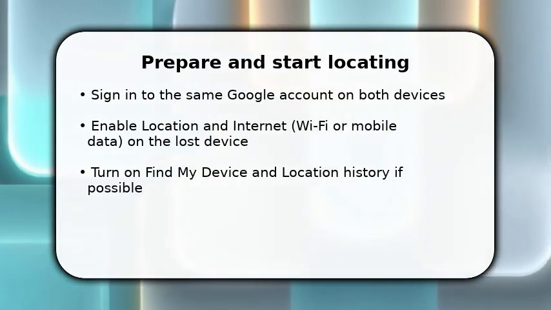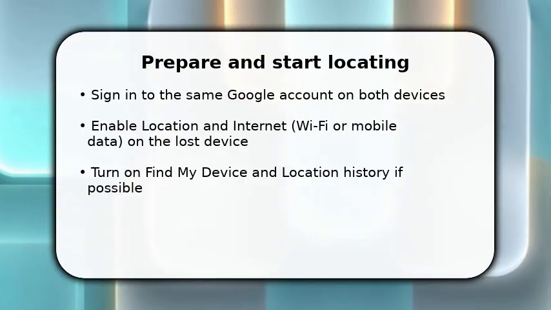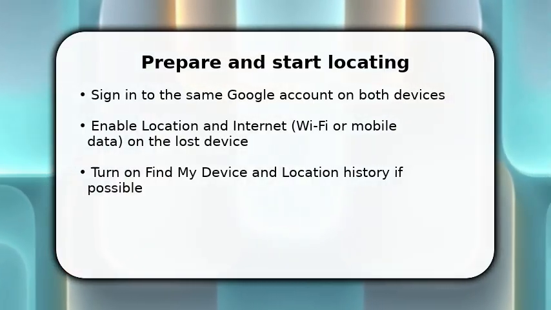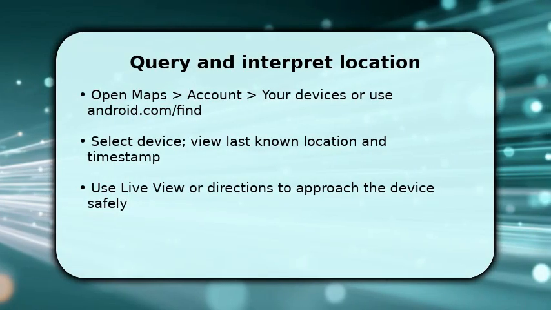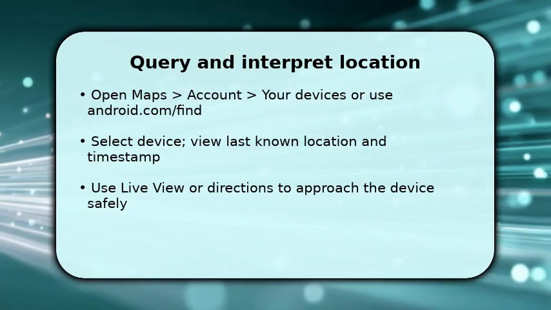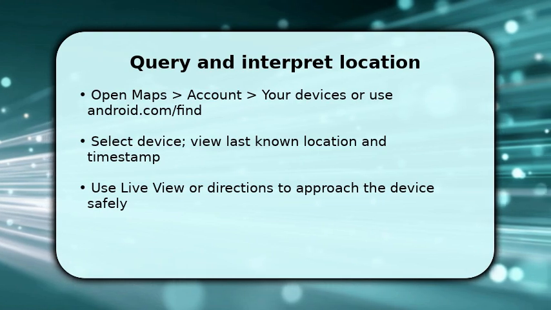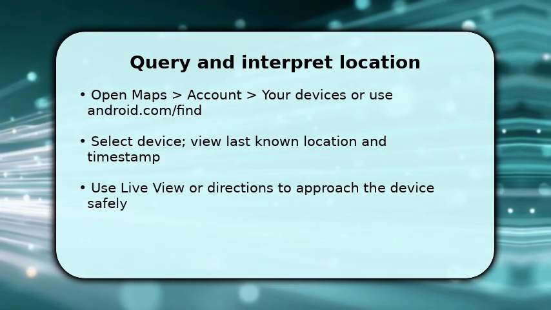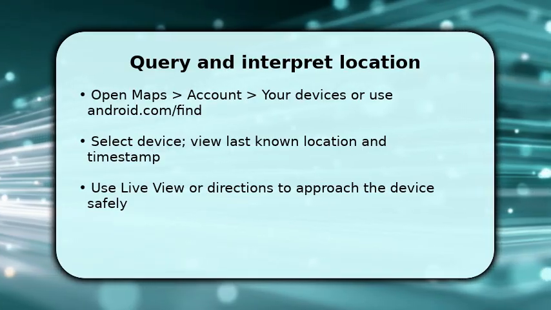Make sure Find My Device is active on Android, or Find My Device access is granted on Chrome for other devices, because without these permissions. Next, you select the device in Google Maps or on the Find My Device page and request its current location. Google returns a last known point plus a timestamp, so you know how fresh the info is.